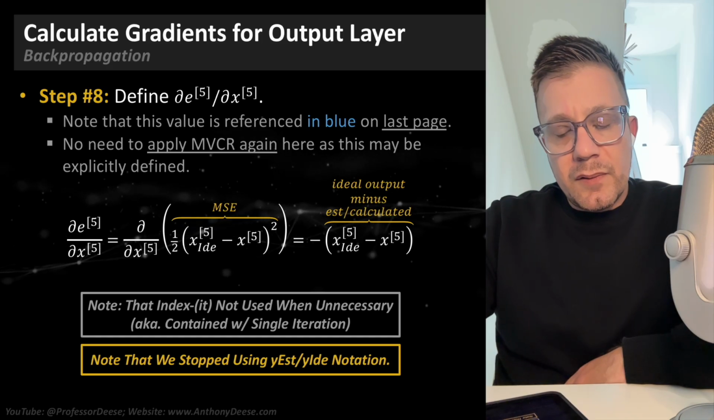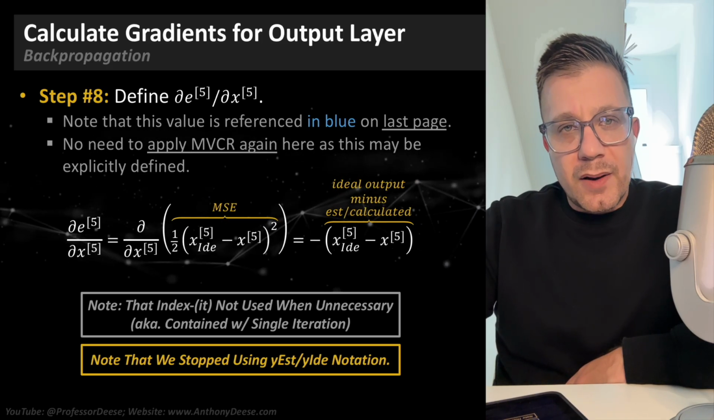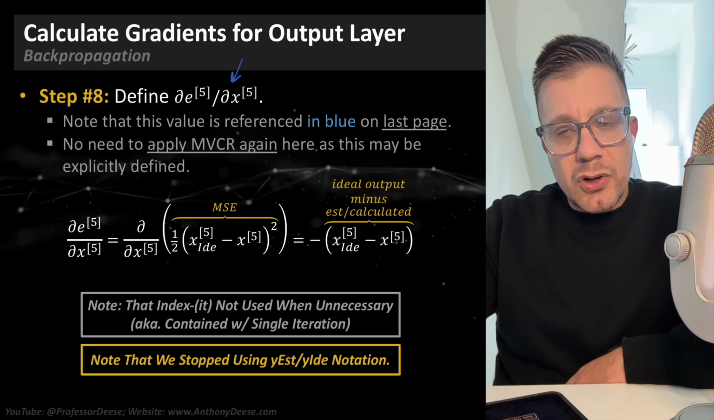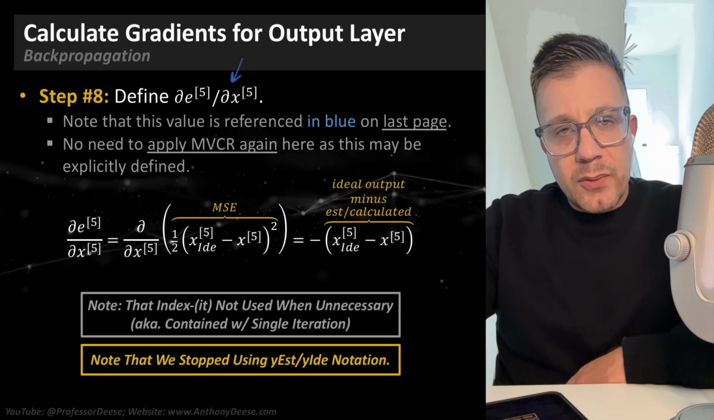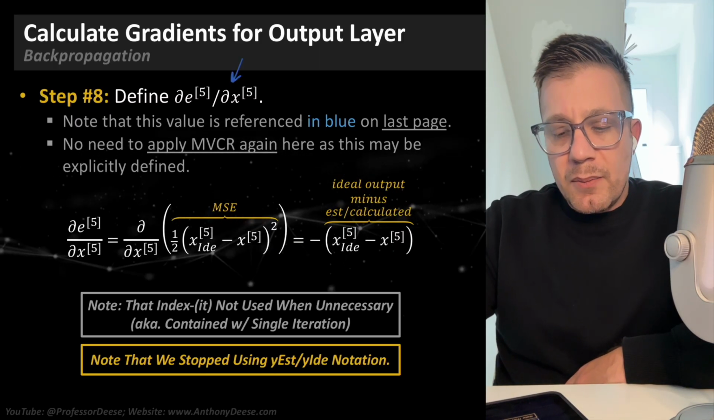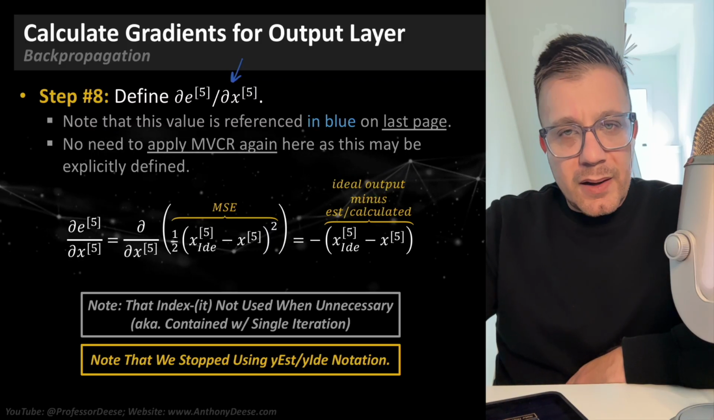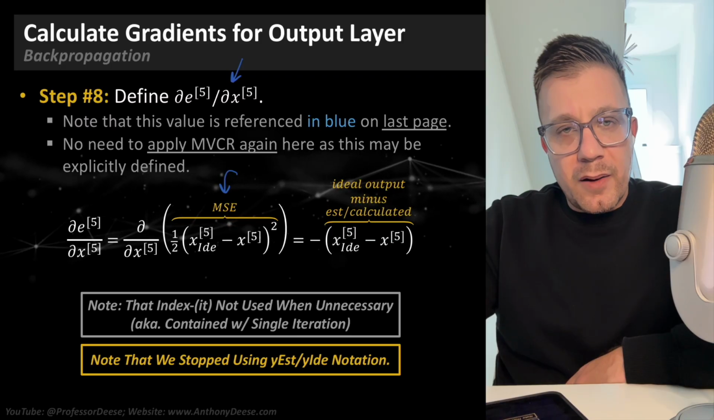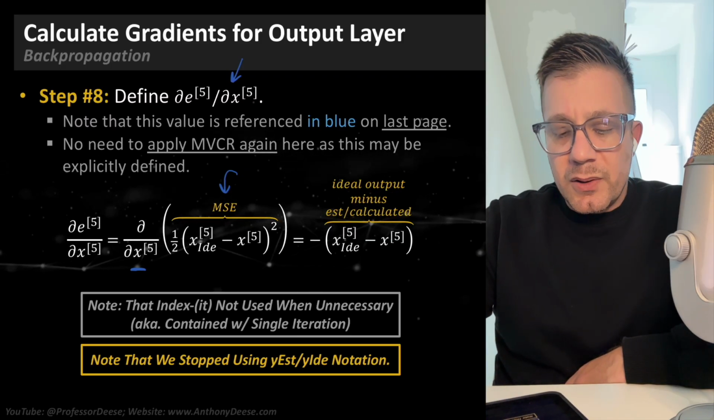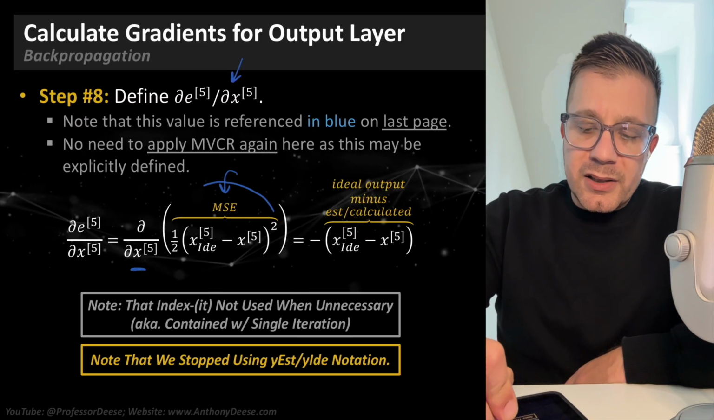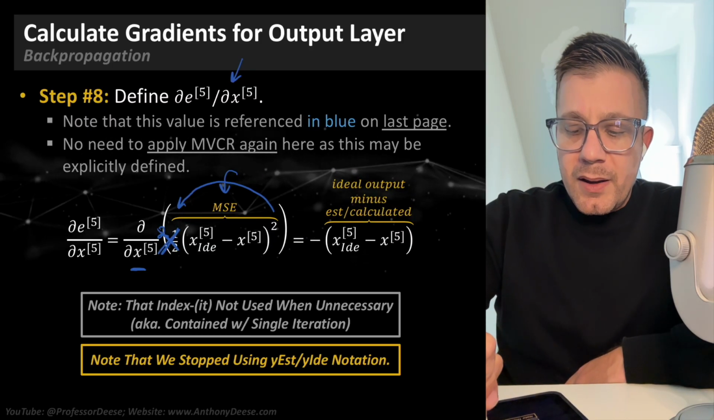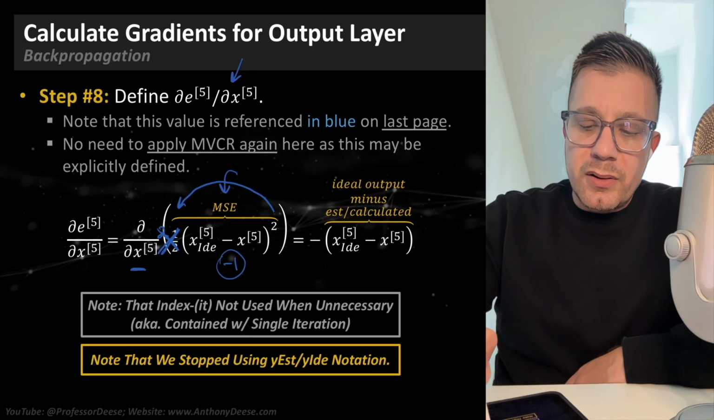Step 8 attempts to define the partial derivative of error component E5 with respect to state x5. Note that this partial derivative is shown in blue on the last page. Now, for this step, there's no need to apply the multivariable chain rule, as we can define this partial derivative explicitly. We know that the loss is defined by the mean squared error function, and we can differentiate this with respect to x5. We take this exponent and move it out front. It becomes a coefficient of 2, which cancels out our 1/2. We can't forget about the -1 coefficient of x5.